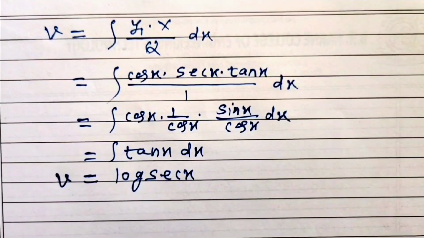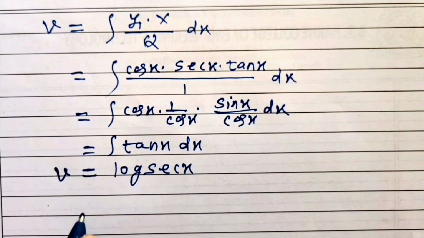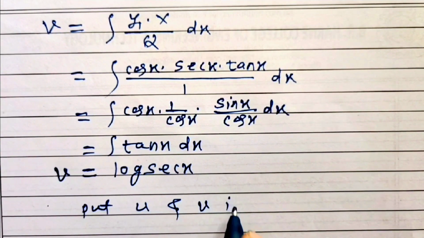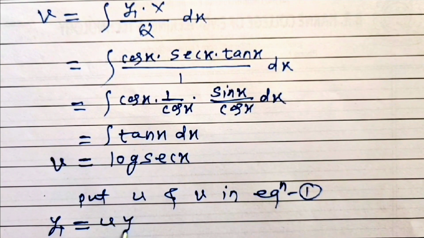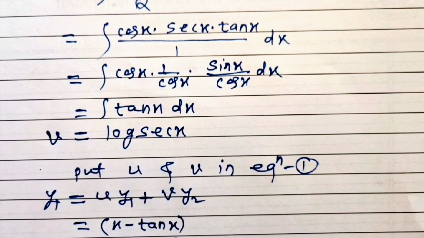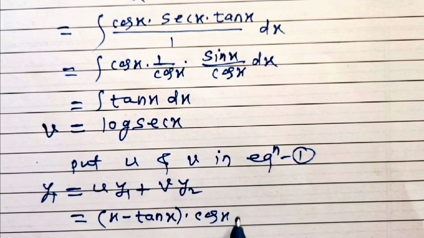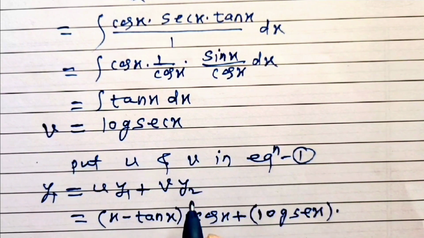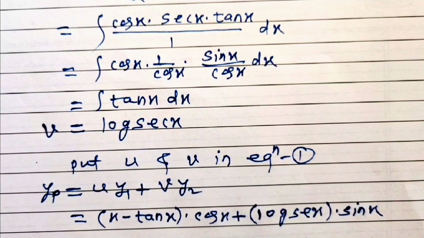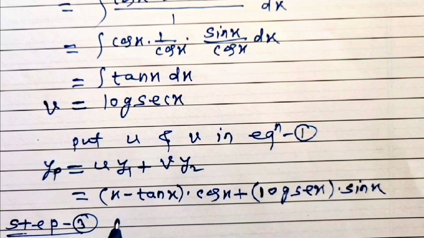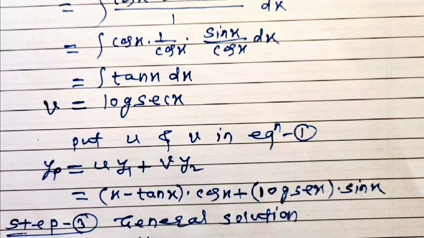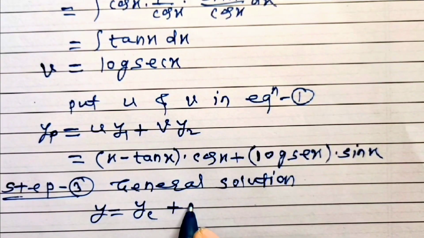Okay, so the particular integral yp is given by, put u and v in equation 1. Hence yp is equal to u y1 plus v y2. U is x minus tan x into y1 is cos x, plus v is this value, logarithm of sec x, into y2 is sin x. This is yp, which is the particular integral. And then step number 3. General solution y is equal to complementary function plus particular integral yp.